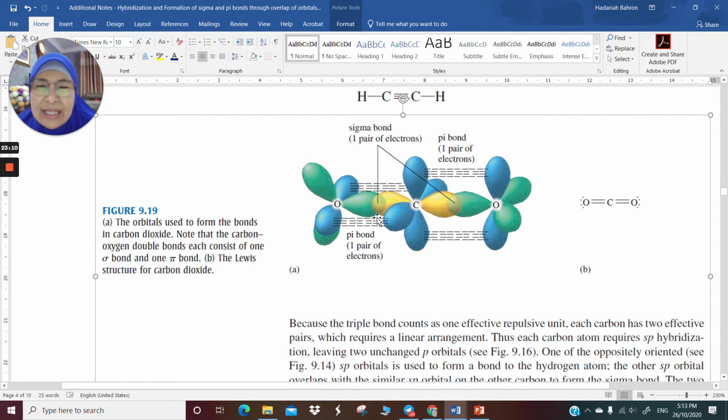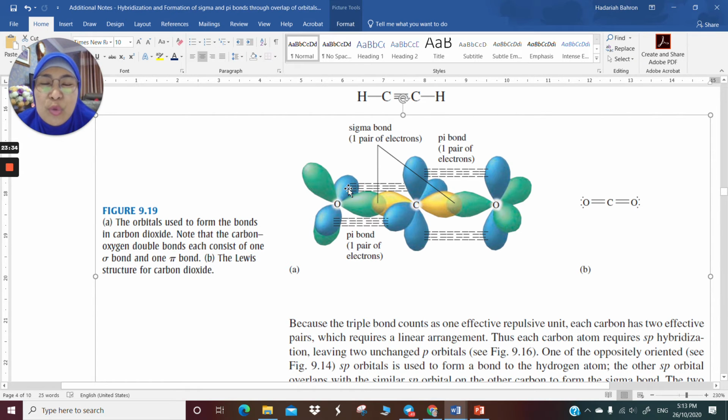Now, when I say the unhybridized are Px and Py, those are all arbitrary. This can be Px, this can be Py, this can be Pz, because they are degenerate. They have the same energy level and the same shape, only the orientation is different.